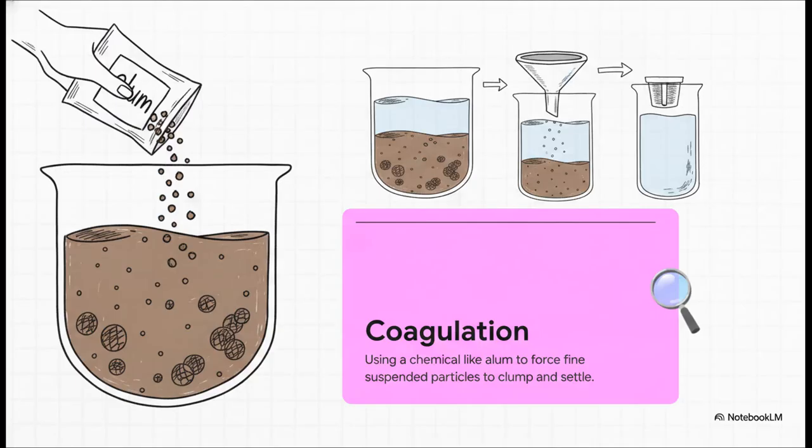Imagine you're trying to purify muddy river water. Sometimes those dirt particles are so incredibly fine that they take forever to settle on their own. But by adding a chemical coagulant like powdered alum, we essentially force those tiny, stubborn specks to stick together. We call this coagulation. Once they clump up into larger, heavier masses, gravity finally takes over. They drop to the bottom as sediment, and bam, we can easily filter off the clean water sitting on top.